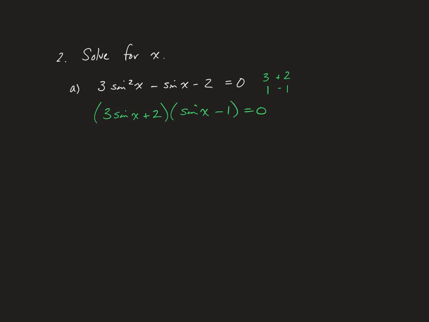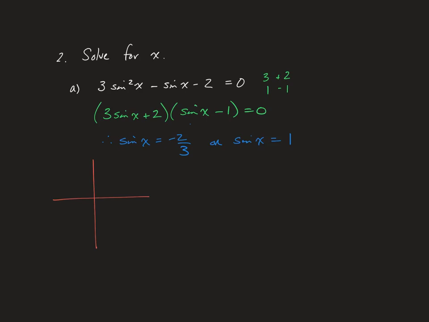Now that we get to that point, you have the ability to solve for your trig ratio, that sine x is equal to negative 2/3, or sine x is equal to 1. Okay, and now we can solve for either one of those. Well, in the first equation, I notice sine x equals negative 2/3. That is not a special triangle. So I'm going to have to do my inverse sine of 2/3. Remember that I am not taking the inverse sine of negative 2/3.